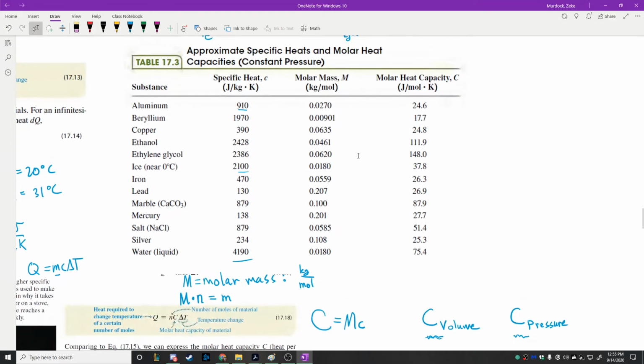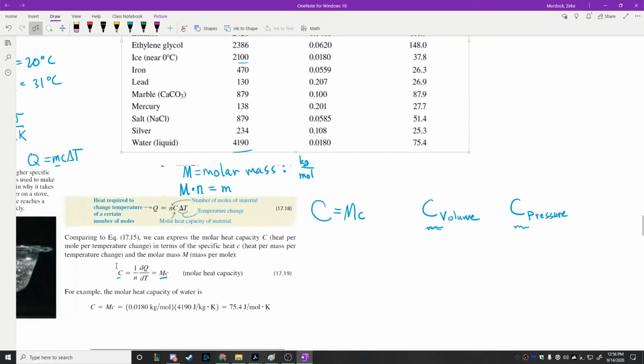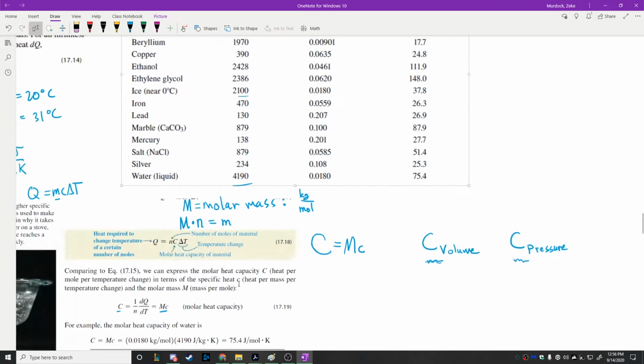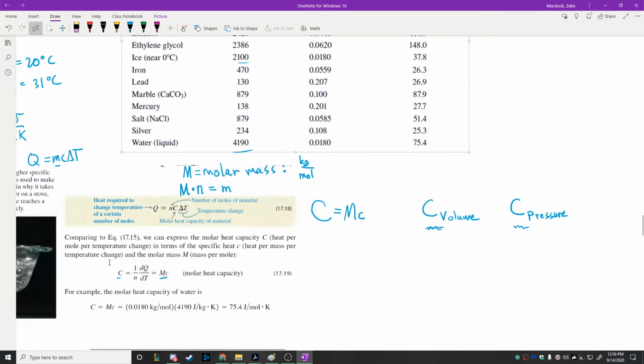But something interesting happens when you talk about molar heat capacity. Now, this table is pretty simple. If I take column A and multiply by column B, I get column C, because specific heat times molar mass is molar heat capacity. That's what this says down here. Molar heat capacity is C times M, or 1 over n dQ/dT. This type of relationship will be useful for us later, both parts of it.